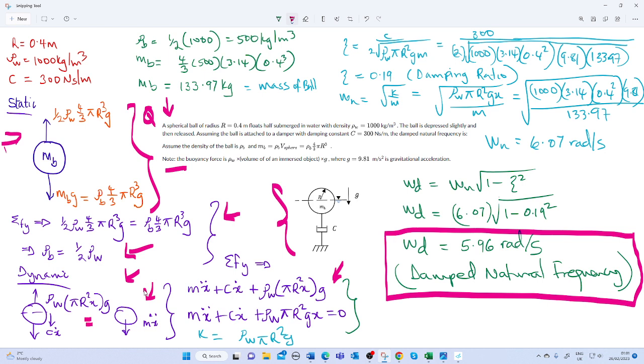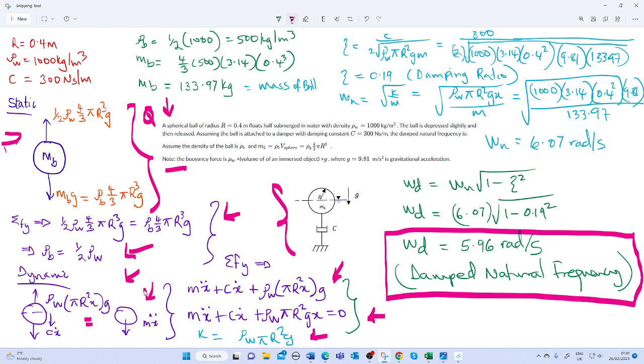Now, by comparing this equation with the standardized second order equation for a dynamic response, which is given in our standard sheet, we can deduce that our k constant becomes rho w pi r squared g. Now we can input all our data.